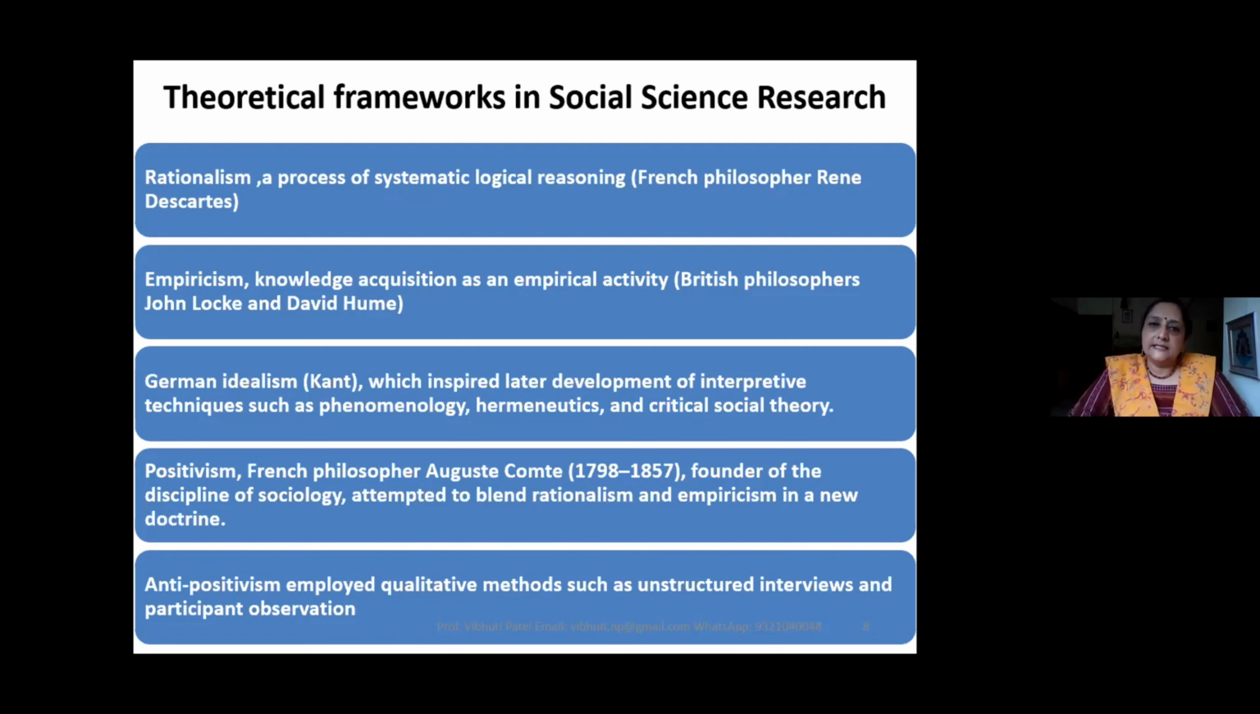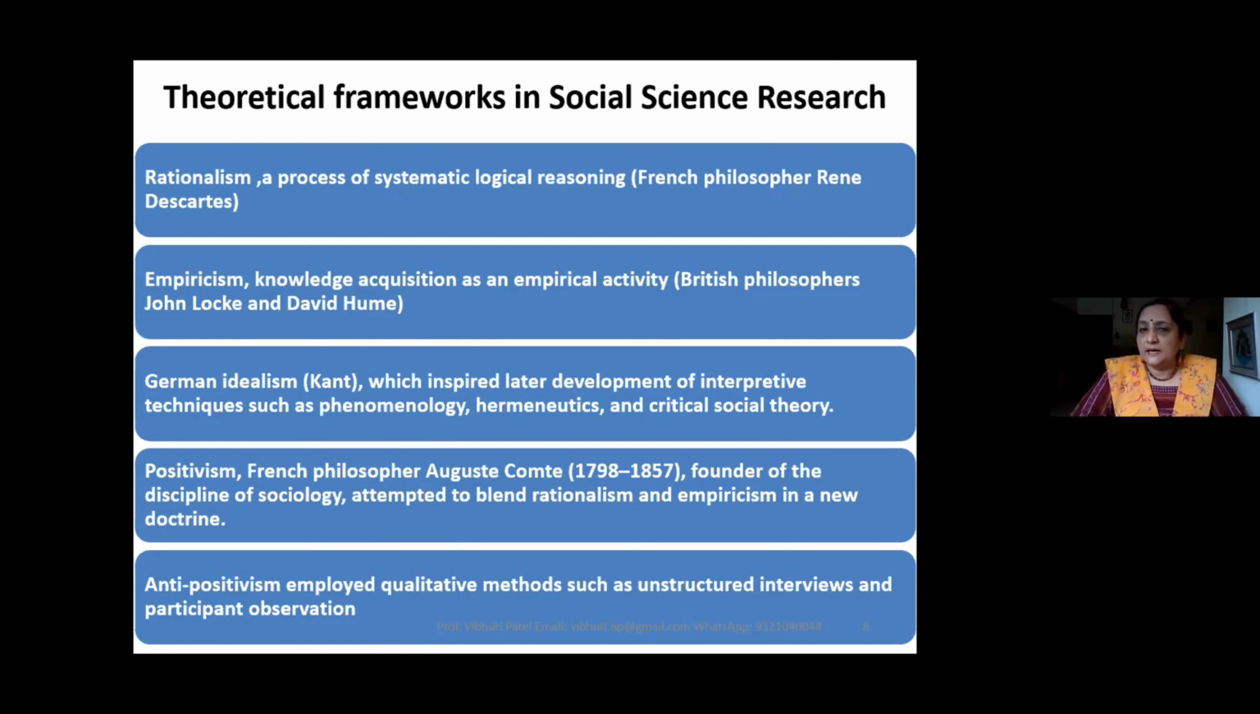Critical social theories. There are several critical social theories. Karl Marx had his own critical social theory. Max Weber had critical social theory. Post-Marxian and post-structural schools had critical social theories, which are examining whatever is there out there. They don't accept it as it is. They use the critical faculty to examine why certain things happen.